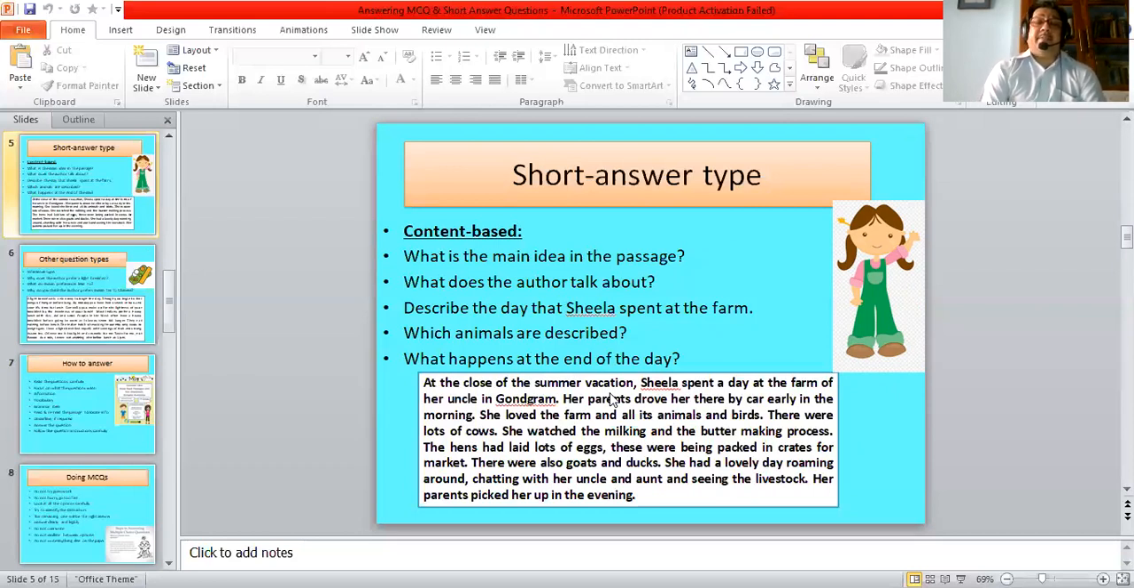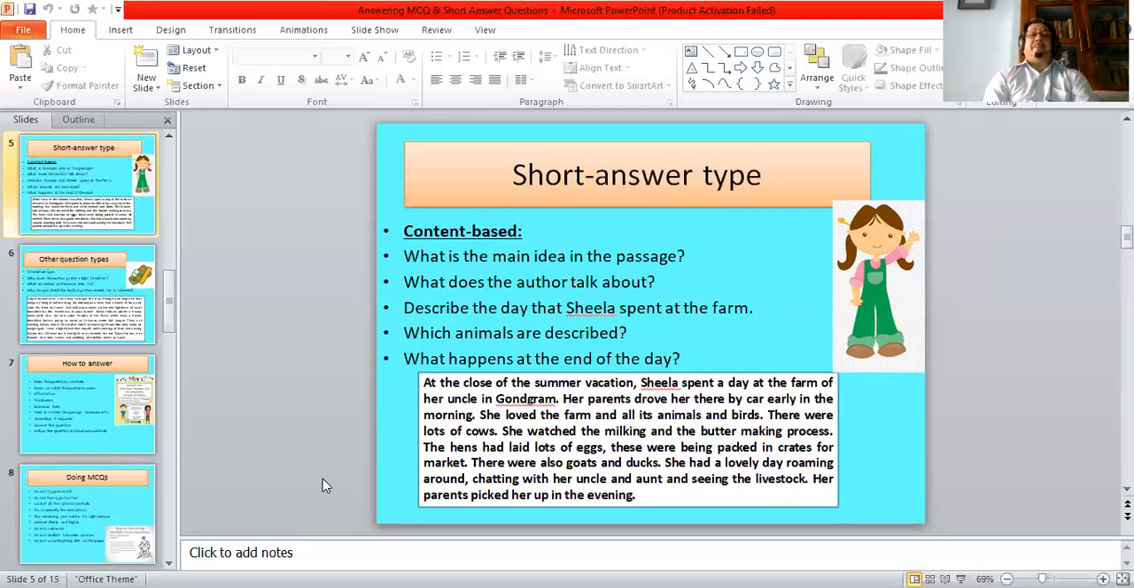At the close of the summer vacation, Sheila spent a day at the farm of her uncle in Gondgram. Her parents drove her there by car early in the morning. She loved the farm and all its animals and birds. There were lots of cows. She watched the milking and the butter making process. The hens had laid lots of eggs, and these were being packed in crates for the market. There were also goats and ducks. She had a lovely day roaming around, chatting with her uncle and aunt, and seeing the livestock. Her parents picked her up in the evening.